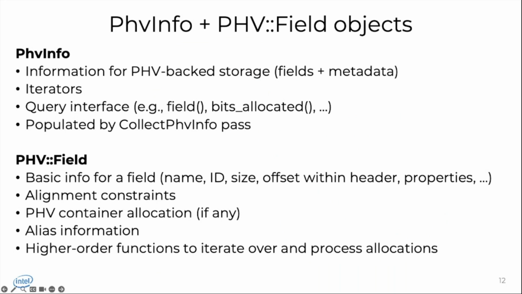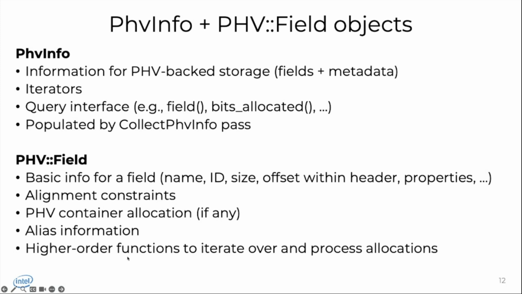Eventually, the PHP field objects also contain alignment constraints. Maybe we need to put this particular field in bits 7 through 4 of a particular container. It will eventually contain the PHP container allocation once the PHP allocation is completed. It contains things like alias information and a few other things as well.